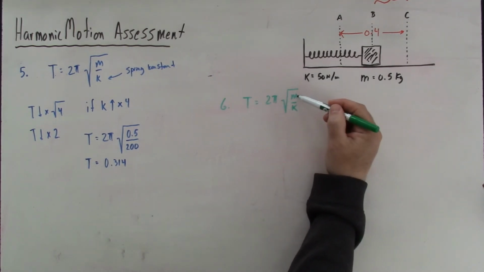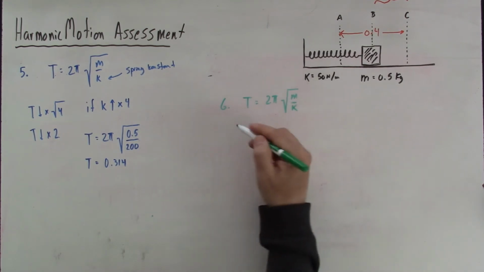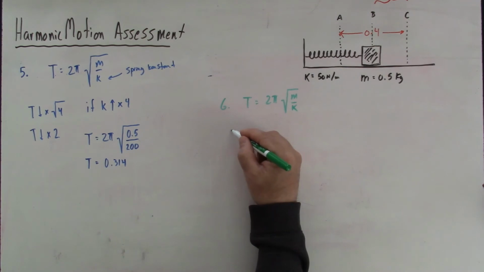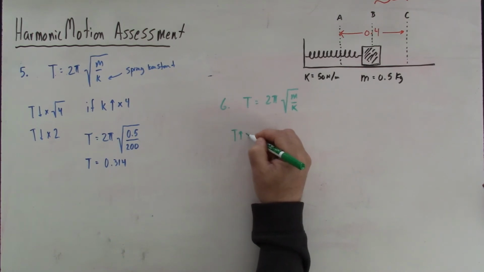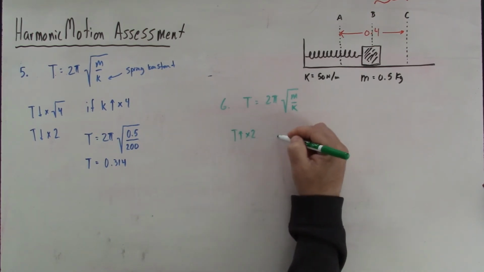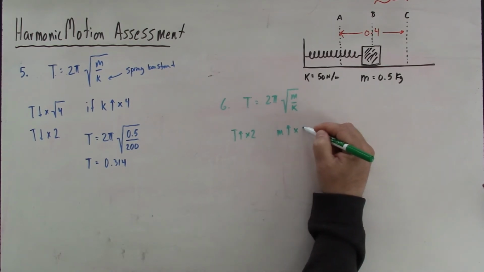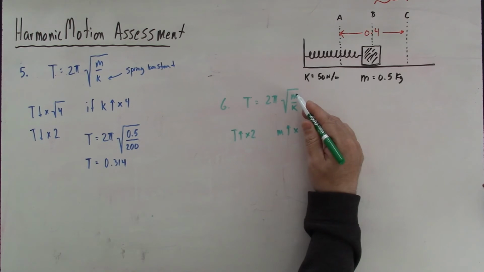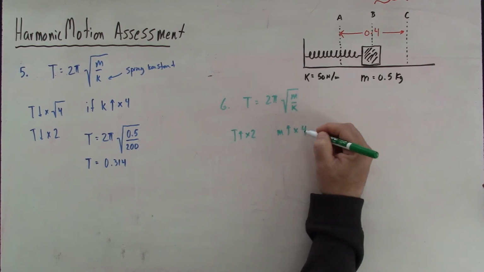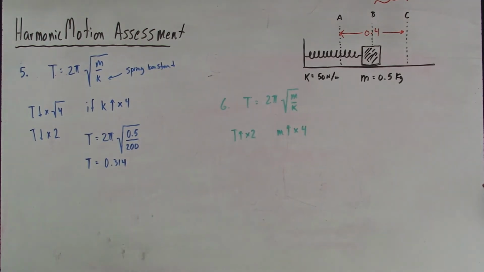Well, if I just times the mass by 2, it's not going to work because it's underneath the square root. So if I want the period to increase by a factor of 2, the mass would have to increase by a factor of, well, what do I have here? Since it's underneath the square root, it would have to be 4 because the square root of 4 is 2.